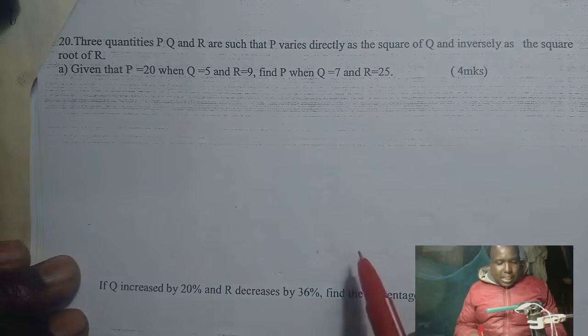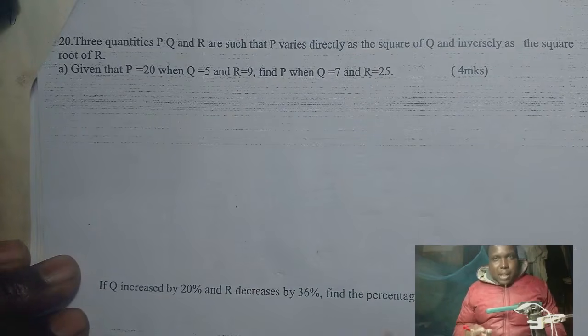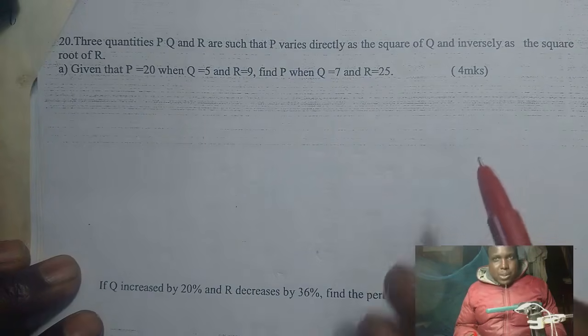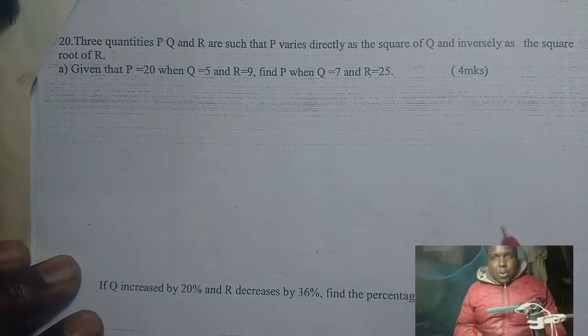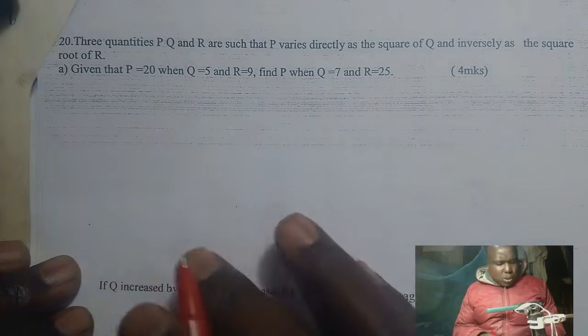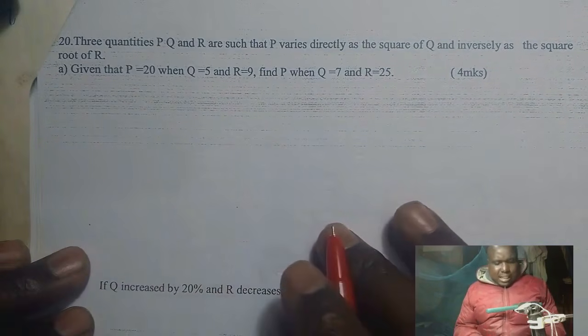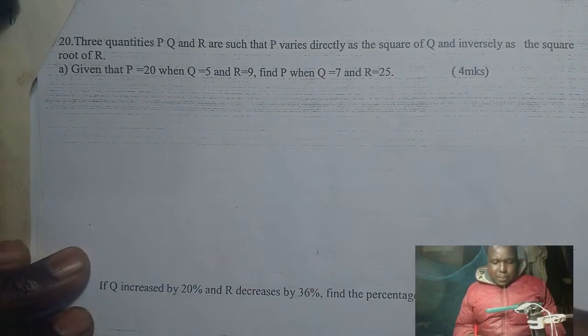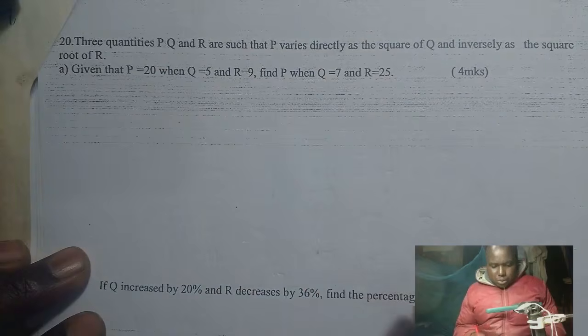So let's see. We have how many types of variations? We have partial variation, we have direct variation, we have indirect, which we call inverse variation. So you need to see which one is which. Is this direct, combined direct and inverse, or partial? You need to know all of this.